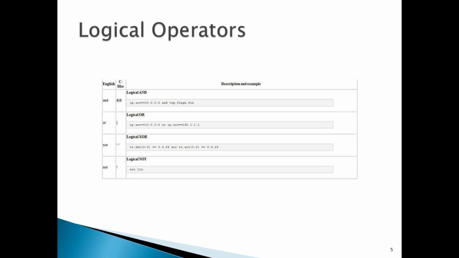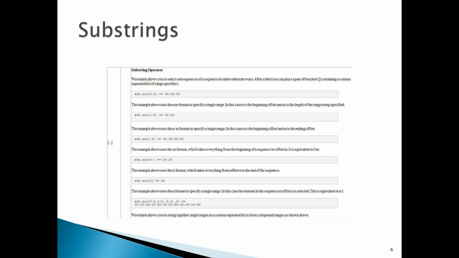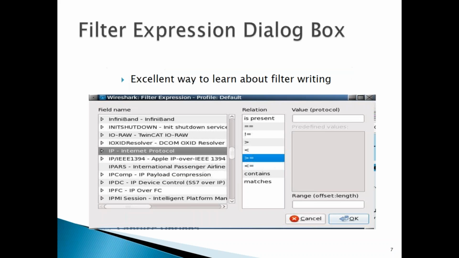The logical operators, where we have ands, ors, exclusive ors, and nots. Substrings, where we have the source Ethernet address or the MAC address, those types of things. So again, there's an entire filtering language here. And what you can do is you can actually go into Wireshark's help or tutorial, and it has very good references on how to use these, as well as in the Udemy course that I have. I teach you some of the ones that I'll show you here today in more detail.